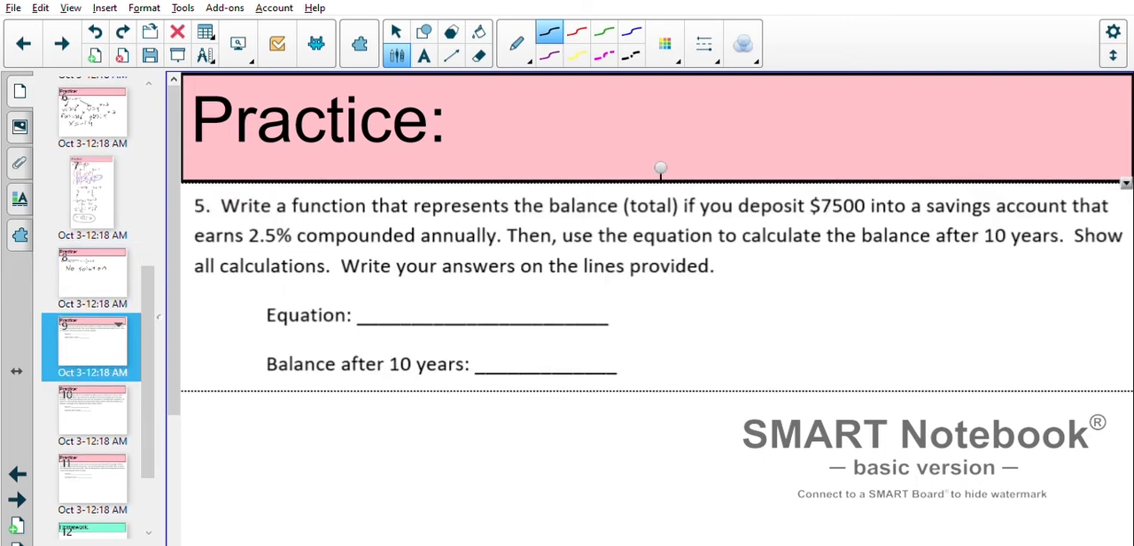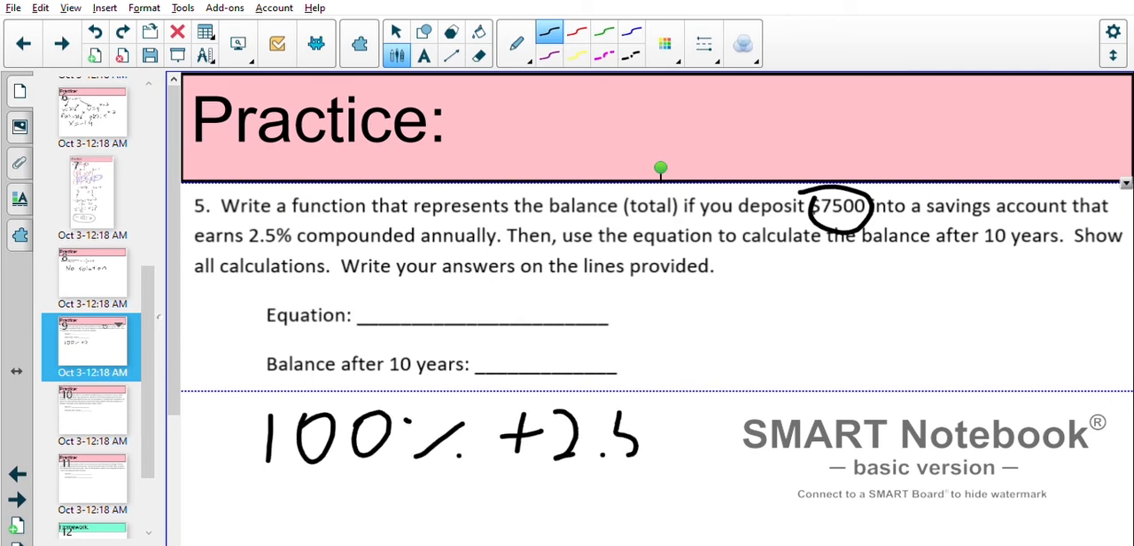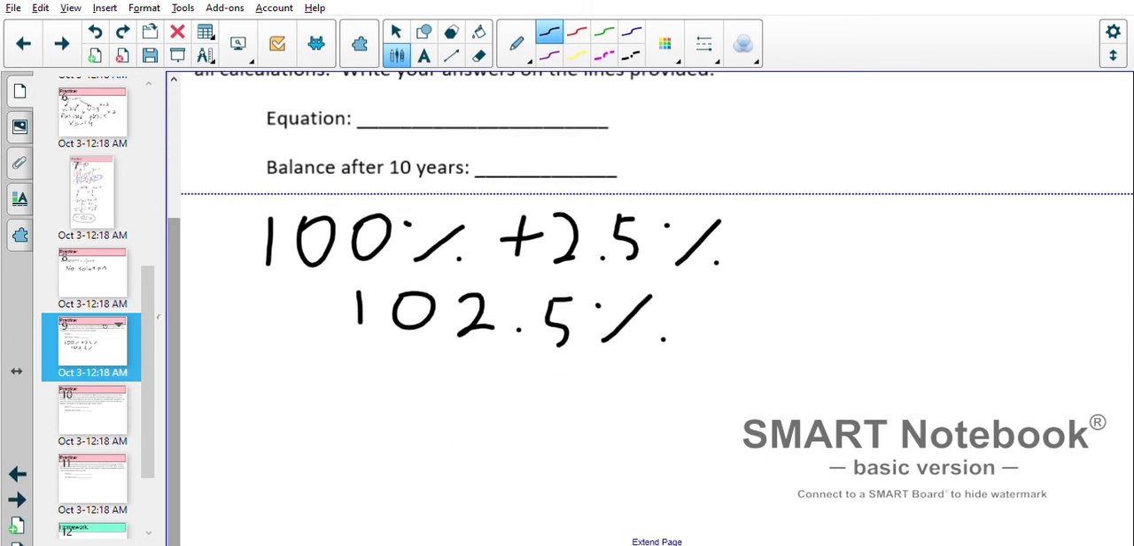We are to write a function. This is exponential growth and decay. So we know that this account earns 2.5% compounded annually. All right, so our original balance is $7,500. If we earn 2.5%, that gives us 100% plus the 2.5% for a total of 102.5%. That is going to be our multiple, so we're going to write that in decimal form. That would be 1.025. So there's our multiple.